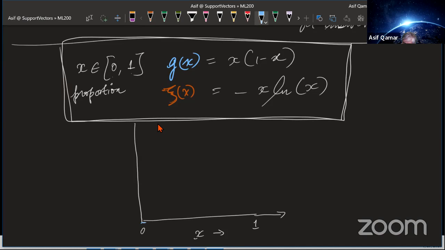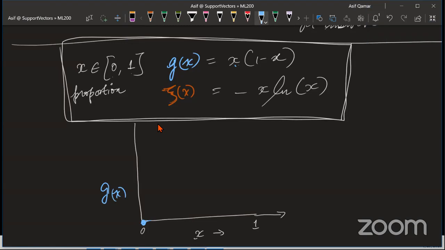You realize that when x is 0, G will be 0, isn't it? If you substitute 0 here, what will you get? 0. 0 times 1 is 0. On the other hand, when x is equal to 1, what do you get? 0. Once again, you get 0 because this term will go to 0.